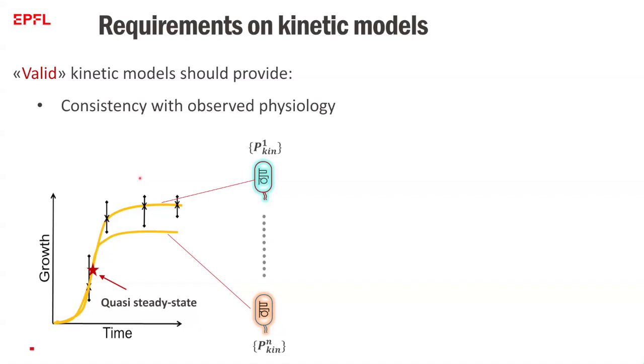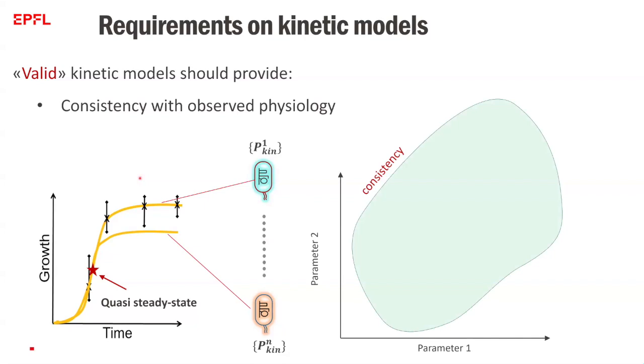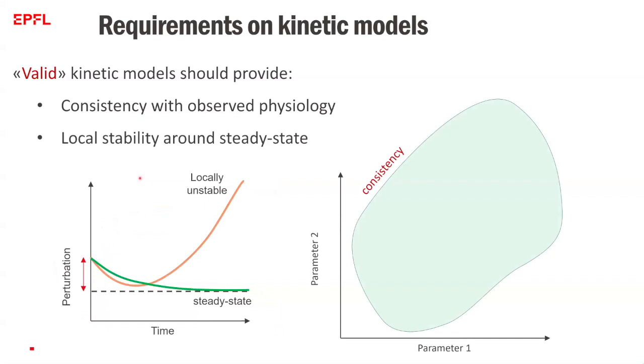So if you look at this in our parametric space, it already gives you a certain range where your parameters should be so that you're consistent with this quasi-steady state. Now, once you build your models, they also have to be locally stable. Why are we asking for this? Because if you do a very small perturbation around your steady state, and your model just explodes, it is not good for any kind of prediction.